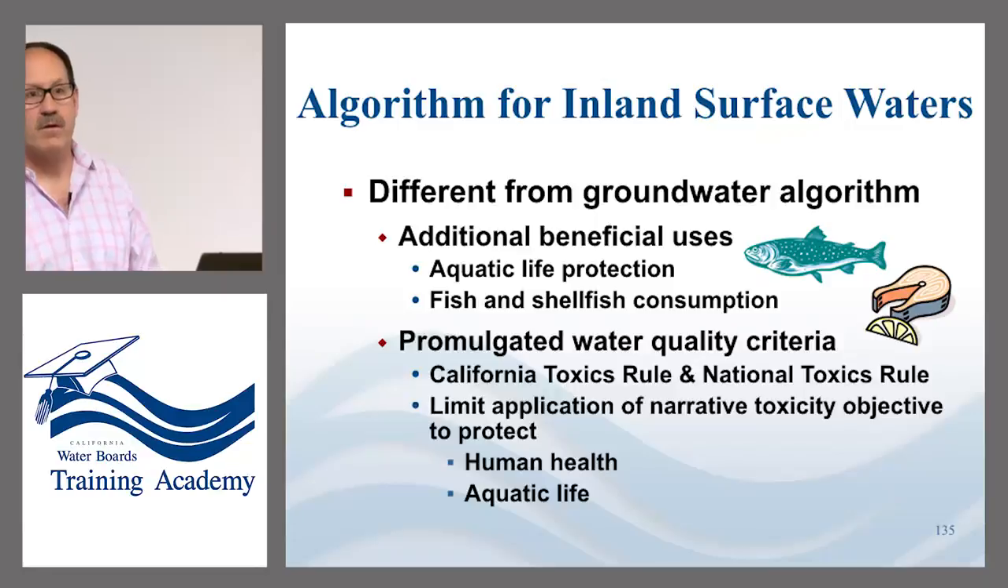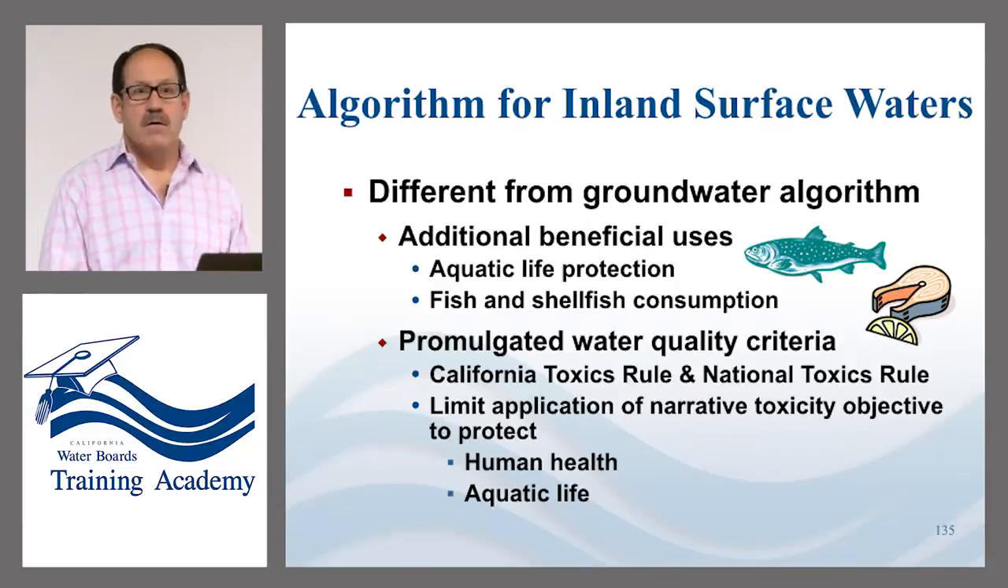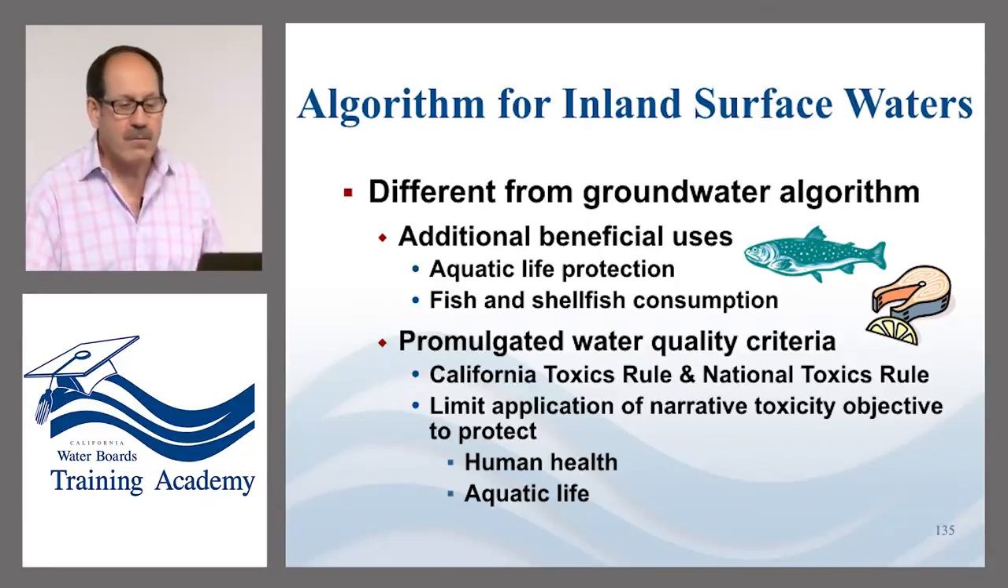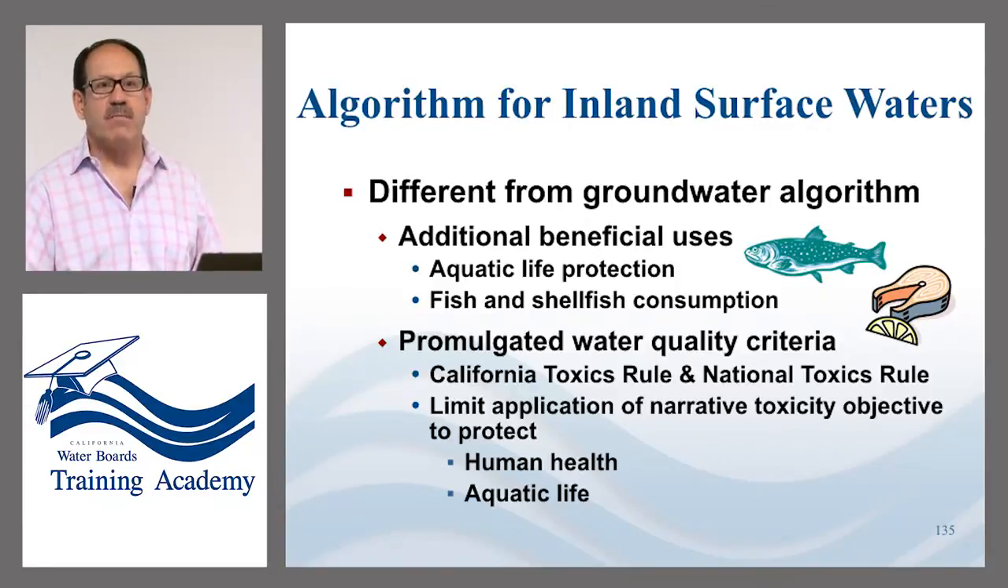Yes? Since it's promulgated, does that mean the US EPA or California has to review it? Promulgated means that the number exists in regulation, not just a recommendation. Okay? So it has the force and effect of law for protecting that beneficial use in that body of water.